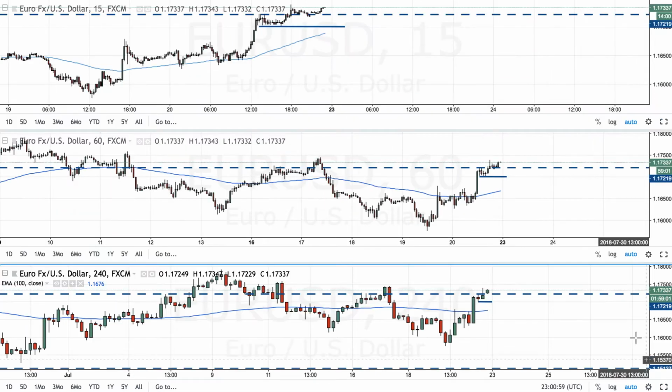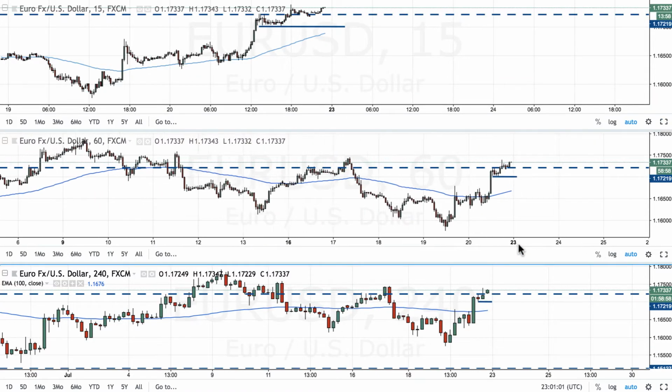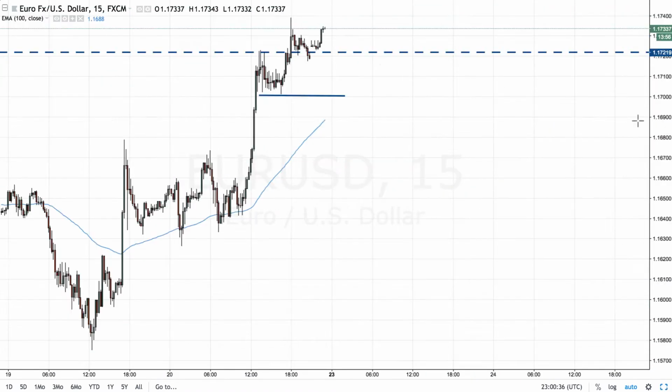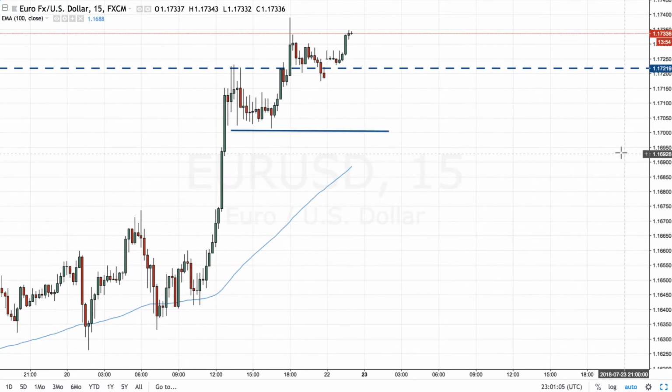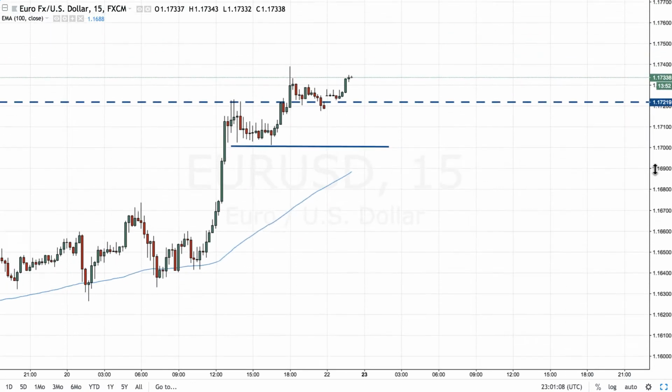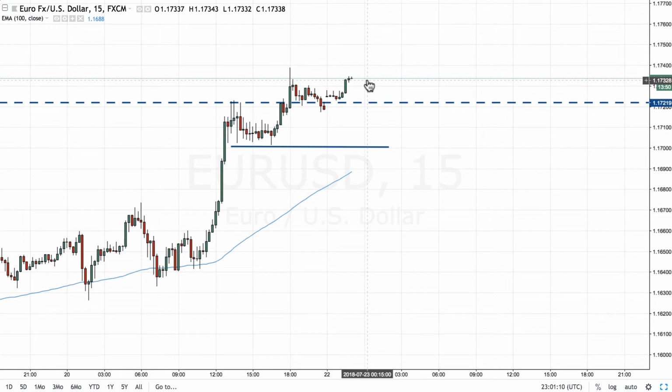And what I'm looking to do is, because the longer term trend is to the downside, I'm looking on the 15-minute chart over here for the market to ultimately give us a false break above this level and then start to sell back down. And if it does that and sells beneath this support level at 1.1700, then I'll be looking for an opportunity to sell that, so to take that short.